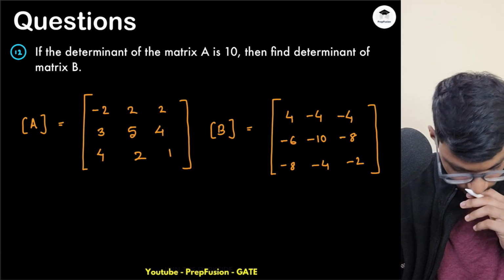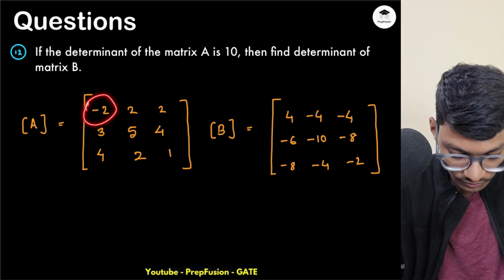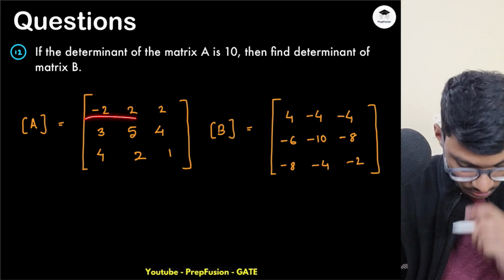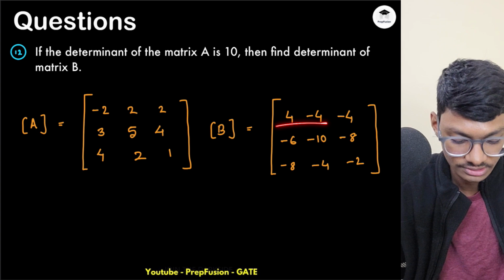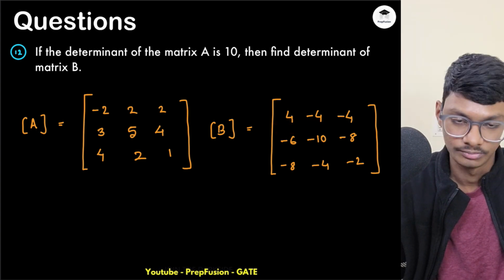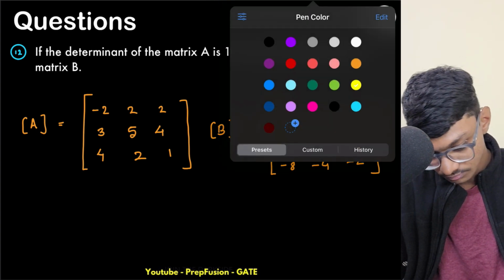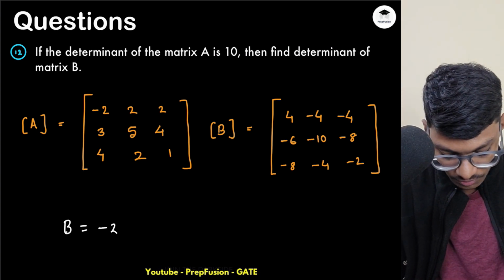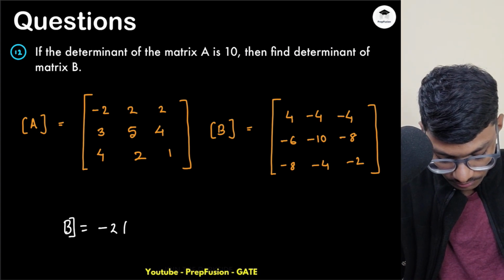Can you observe that? What I observe is the first element is minus 2, this is 4. The second element is minus 4, this is 2. So in these two elements, what I am observing is that basically minus 2 is getting multiplied. So my B equals minus 2 times A, B matrix.